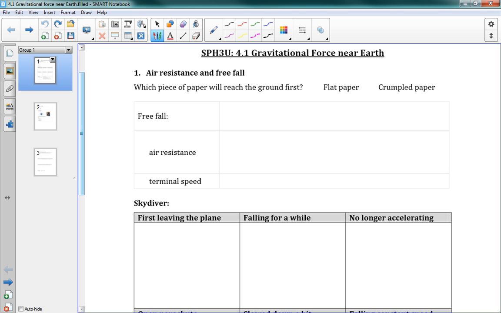I want you to imagine a situation where you've got two pieces of paper. One flat piece of paper that you're holding horizontally, and another one that's crumpled up. If you drop them both at the exact same time, which piece of paper will reach the ground first? You'd probably guess that it is the crumpled paper. But to understand why, we need to understand something called air resistance.